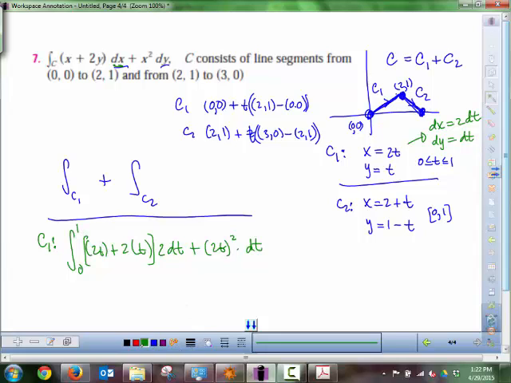Did you get those pieces? So this is an x plus 2y dx, right? Plus x squared dy, and that's the second part. And this shouldn't be too bad. We got 2t plus 2t is 4t, and that's 8t, and then plus 4t squared dt from 0 to 1.